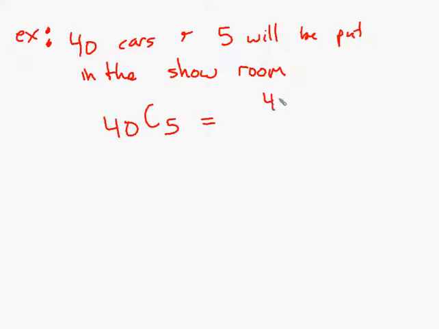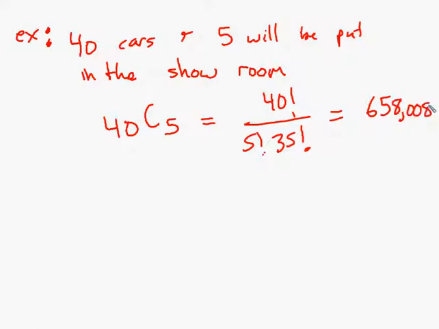So this would be 40 factorial over 5 factorial times 35 factorial, which is 658,000. I'll assume that he did that correctly. Yeah, that's what I thought. Okay.